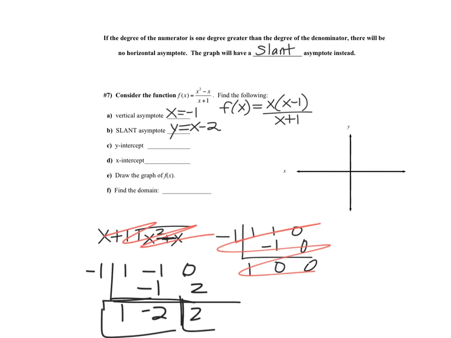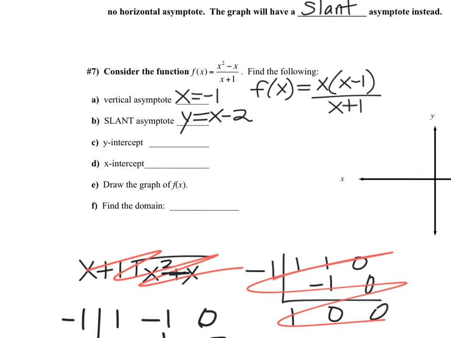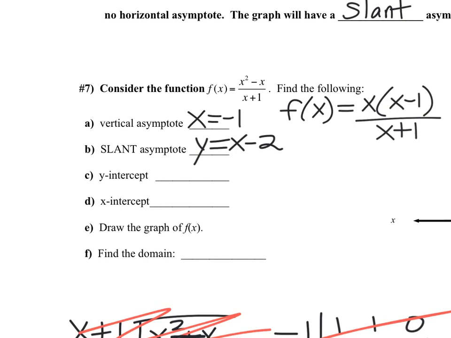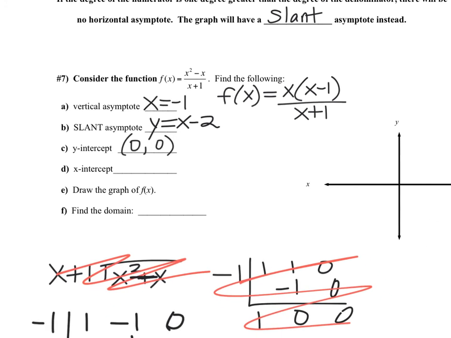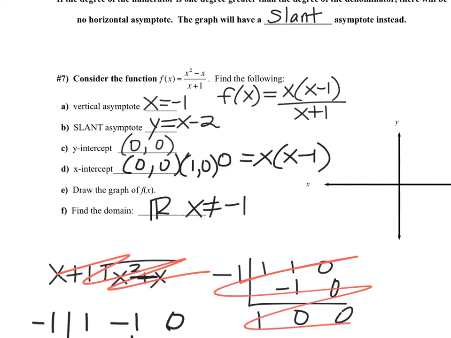Okay? All right, so our y-intercept is to let x equal 0. When I let x equal 0, I get 0 over 1, which is 0. My x-intercept here is to let y equal 0. And when I do that, guess what happens? I get two answers. I get 0 and I get 1, right? 1, 0. Okay? The domain is all real numbers except for -1.